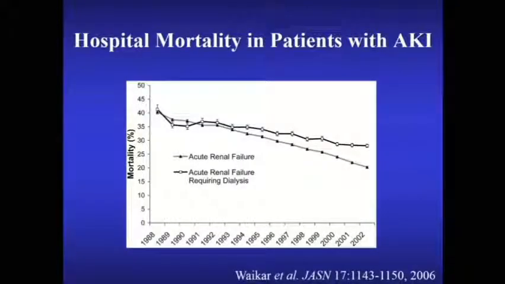So there is some literature to suggest that maybe the mortality is improving in patients with acute kidney injury, and this is a study that was published a while ago now out of UCSF, where they had like 5 million admissions to the Kaiser system.